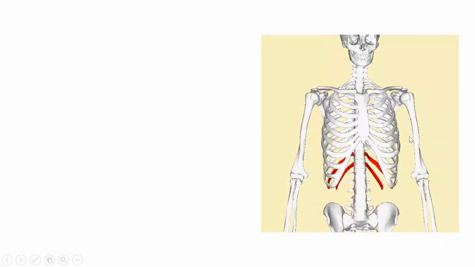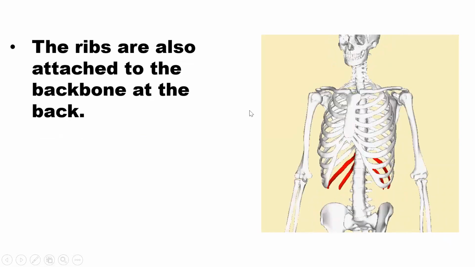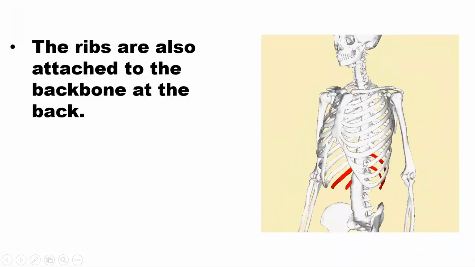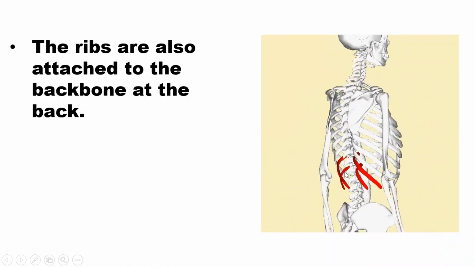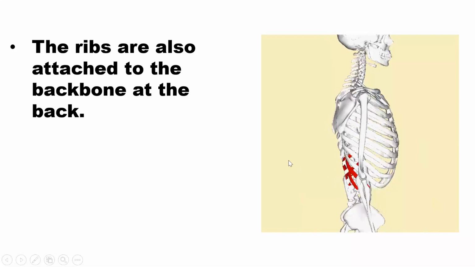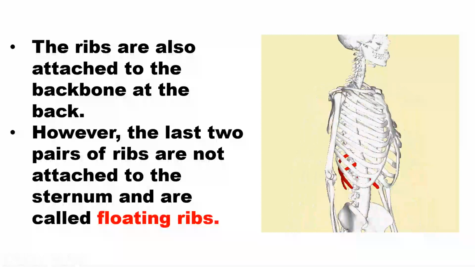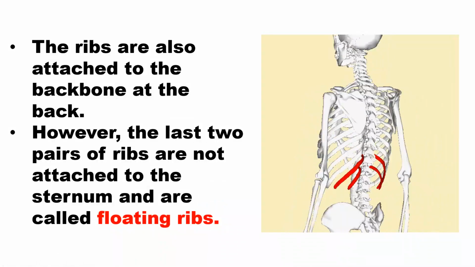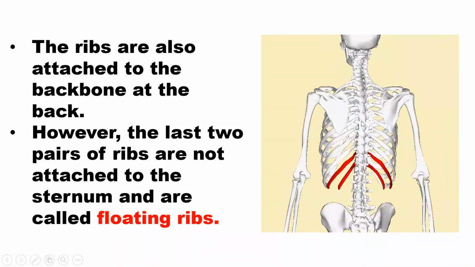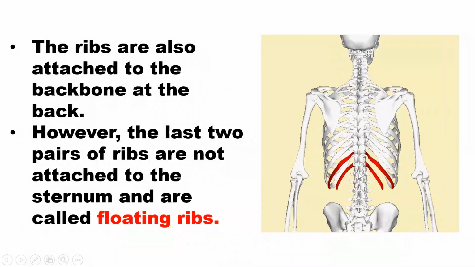This is how the rib cage looks in a human skeleton. The ribs are also attached to the backbone at the back. You can see all the ribs are attached to the backbone at the back. But what about these two red bones? The last two pairs of ribs are not attached to the sternum and are called floating ribs. As you can see, the last two pairs are not attached to the bone at the center, which is the sternum, and they are known as the floating ribs.